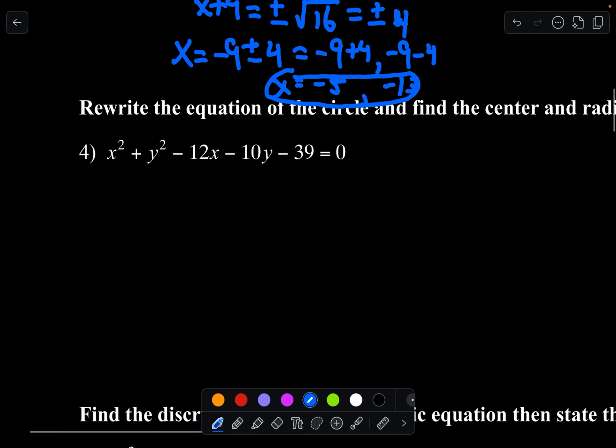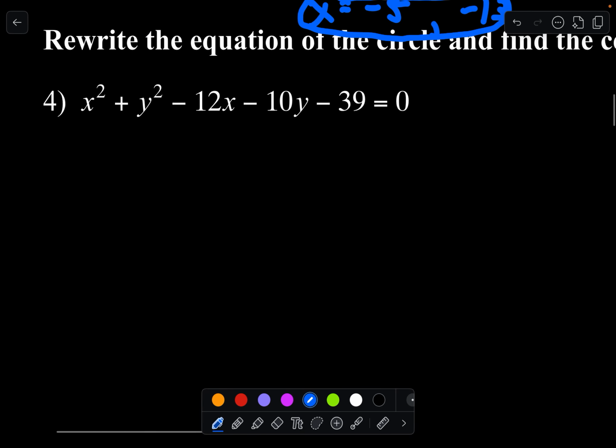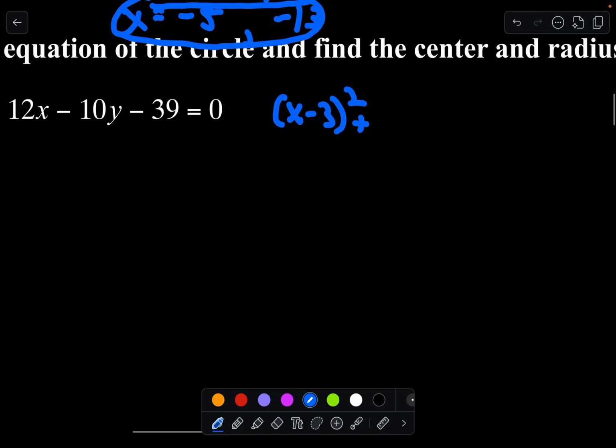All right, for question 4, they want you to take that ugly expression and rewrite it in the standard form of the equation of a circle, which is going to be like (x minus 3) squared plus (y minus 3) squared equals like 25 or something.